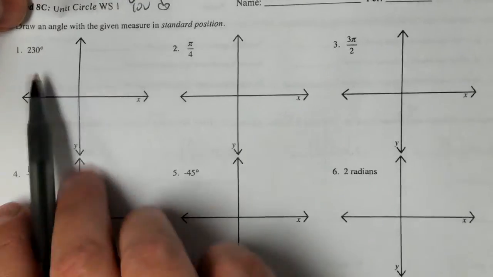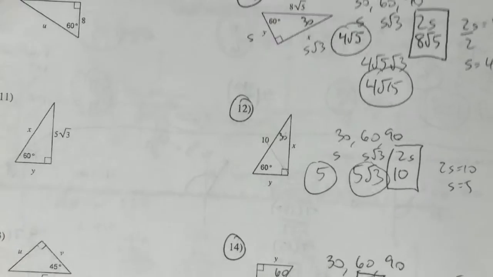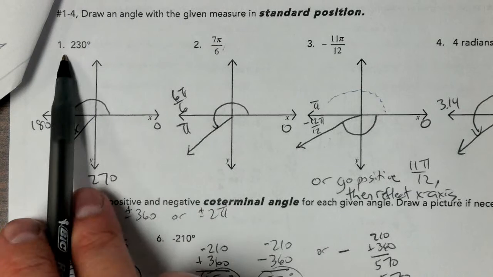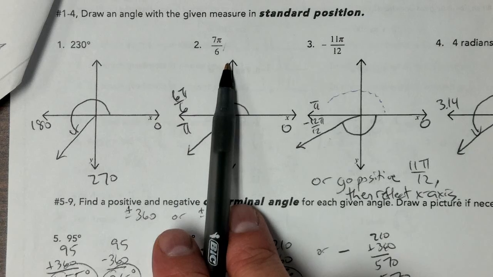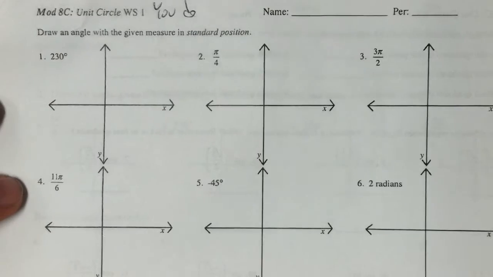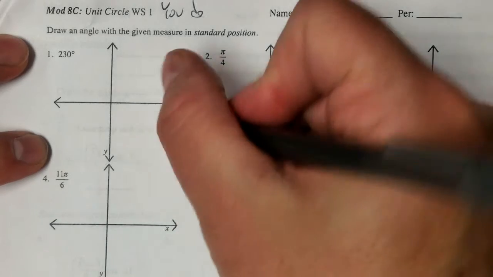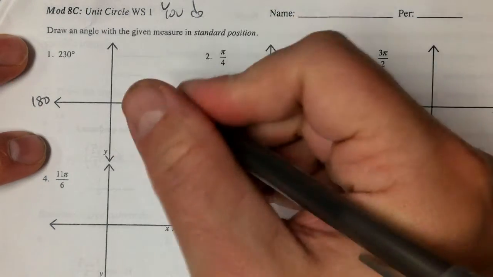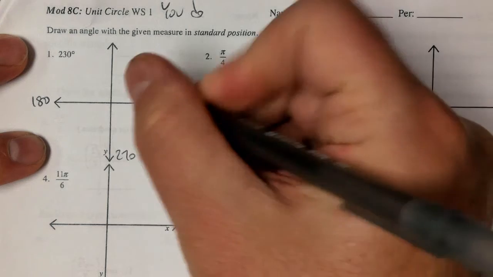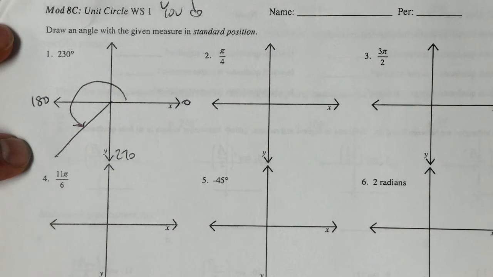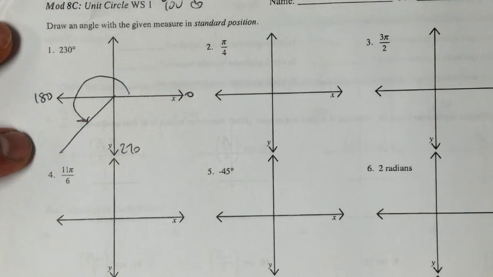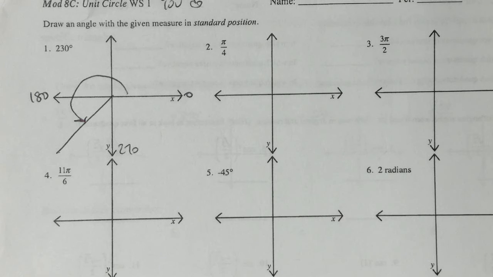Yeah, so 230 degrees. It's like what we did here, actually identical, 230. But then the next one is 7 pi 6. So the whole worksheet is not identical. What we basically do is we put 0 here, 180 here, 270 would be there, so we loop around a little bit. And that's it. So that's number 1.